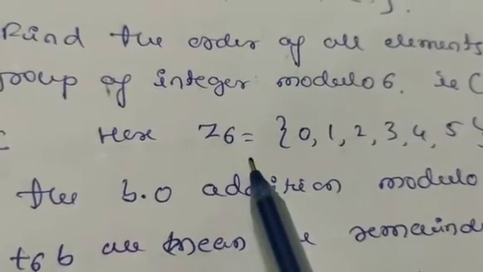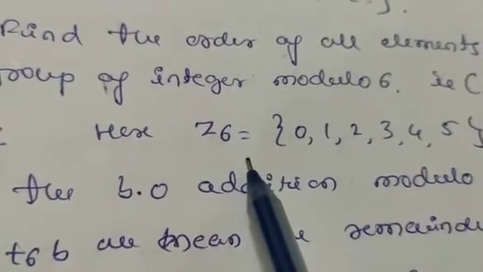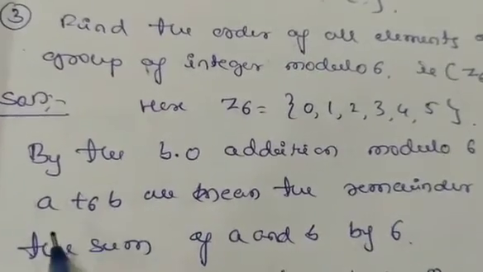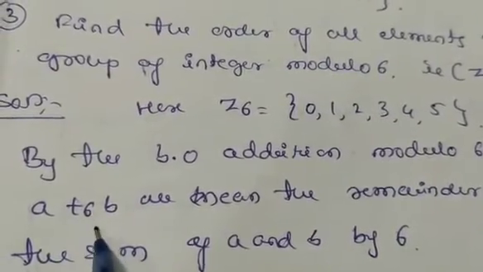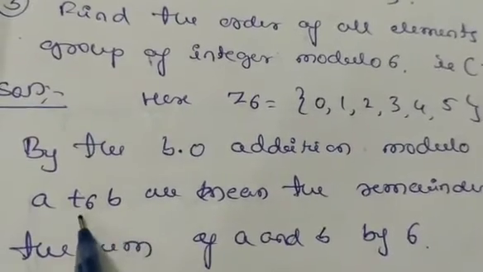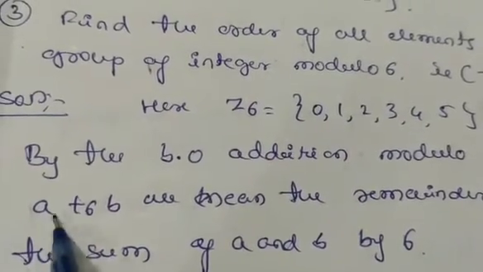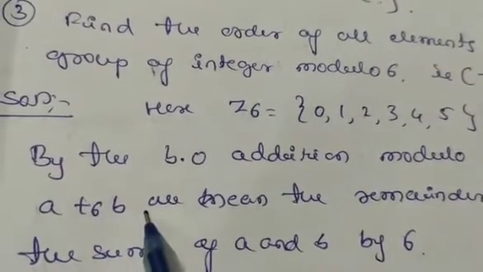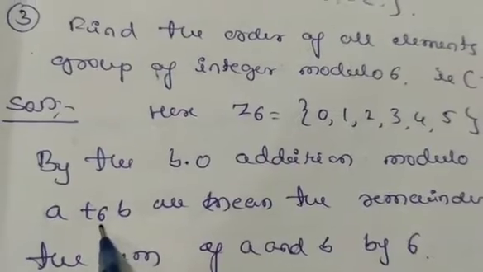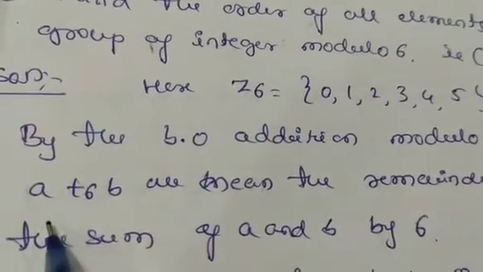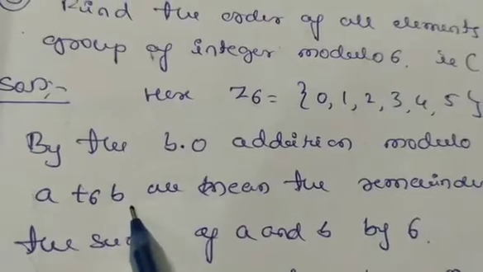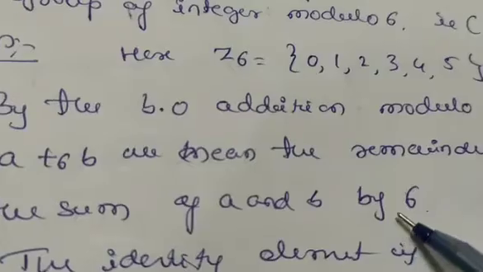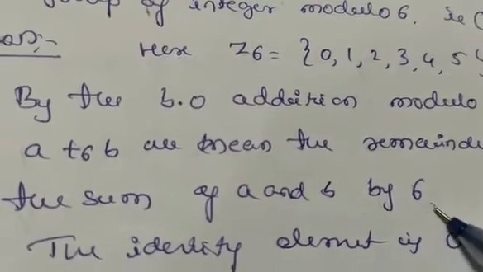Since this is under the binary operation, the binary operation here is addition modulo 6. That means a plus under addition mod 6 b means you have to take the remainder by adding a and b. First you have to add a and b, divide this sum by 6 and take the remainder. That is, a plus 6 b is the remainder when the sum of a and b is divided by 6.